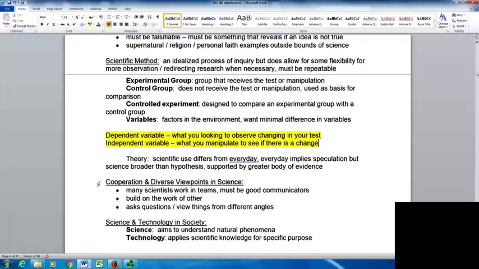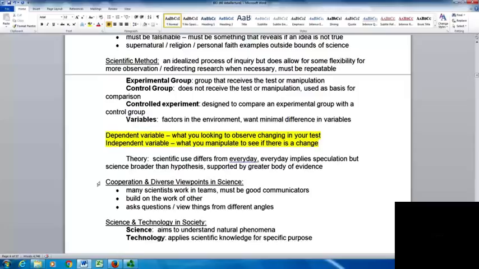So the theory, this is going to be used differently in science than it is from everyday language. Everyday language implies speculation, but in science, something that's a theory is much broader than a hypothesis. It's well supported, there's a great body of evidence behind it, but when we use it in casual everyday language, and you're talking with your friends, and you say, I have a theory as to why this happens, you're really implying a lot of speculation and unknown in there.